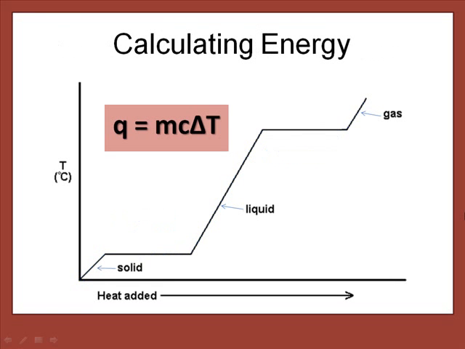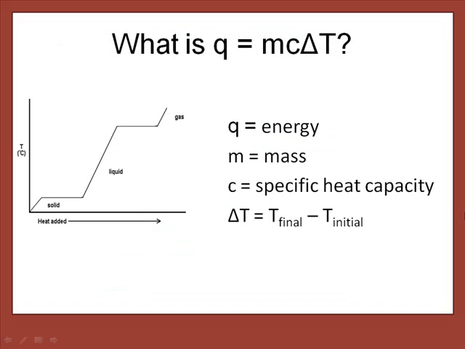Q equals mc delta T is the equation that we use for those instances where we have a temperature change of either the solid, the liquid, or the gas. So let's break down this formula. Q is energy, and energy is sometimes called heat, which can be kind of confusing because we do have delta T in this, which is a temperature change. If I say heat, I'm not really talking about temperature change. I'm talking about the energy involved.